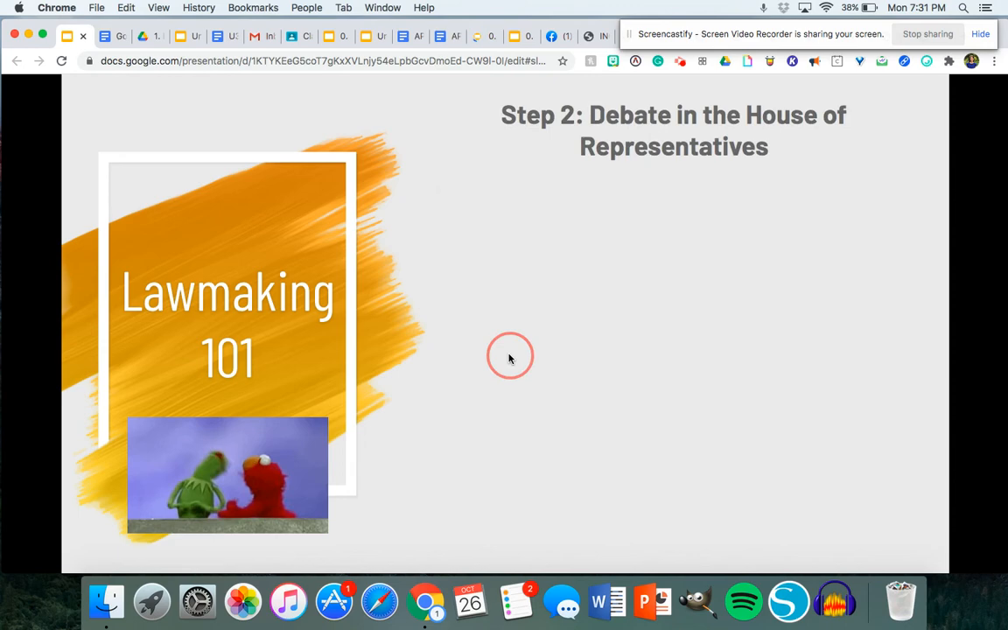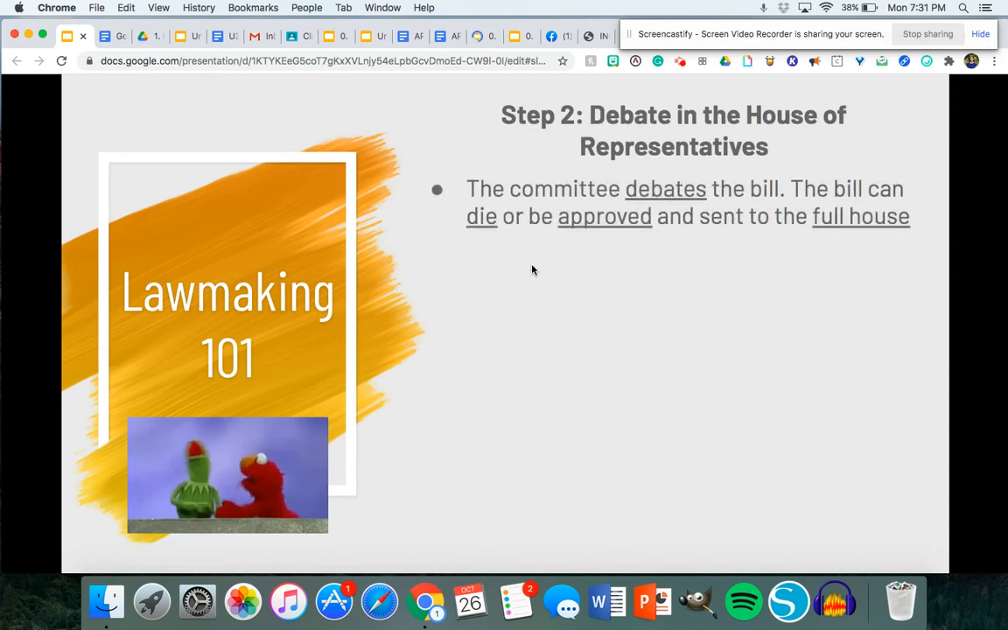Okay, so let's say that the committee debates the bill. When they're doing that, they're going to talk about the pros and cons, why the bill should or should not be passed. Now, let's say that the bill dies. If the bill dies or does not get approved in committee, it is dead. It no longer can be voted on. Now, it can always be rewritten and reintroduced. However, that does not often happen.